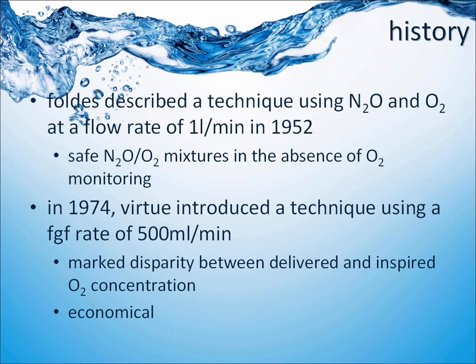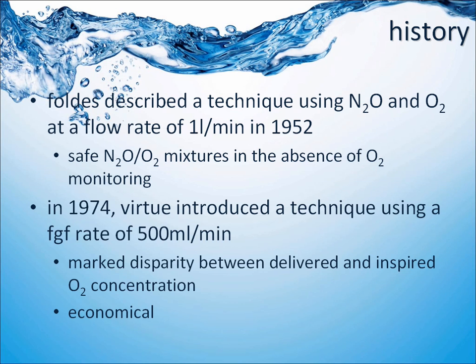So a little bit of history. It was first introduced in 1952 by Foldes, who was trying to describe a technique using nitrous and oxygen mixtures. In the absence of oxygen monitoring, he was trying to determine the concentrations that you would need to provide a safe anesthesia. He noticed that with a fresh gas flow rate of about 1 litre per minute, the oxygen concentration would have to be biased because the patient constantly needs about 200 to 250 mils per minute of oxygen. As you decrease your flow rates, the amount of nitrous that you're delivering would decrease, which makes sense because you're not taking up too much nitrous after about 15 minutes of the case.